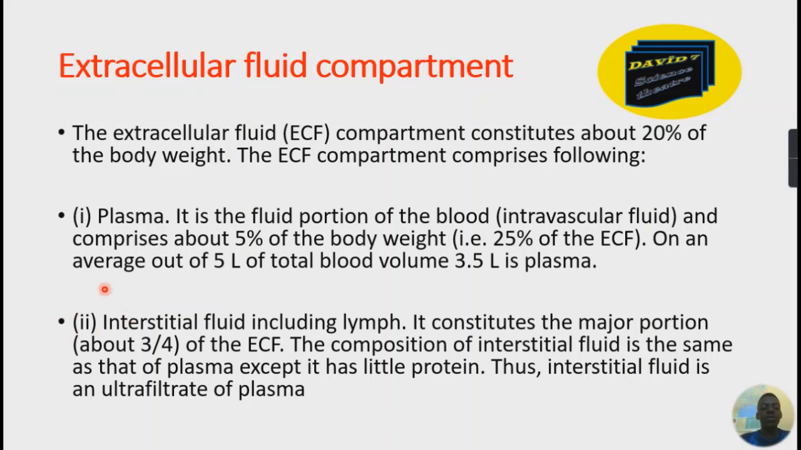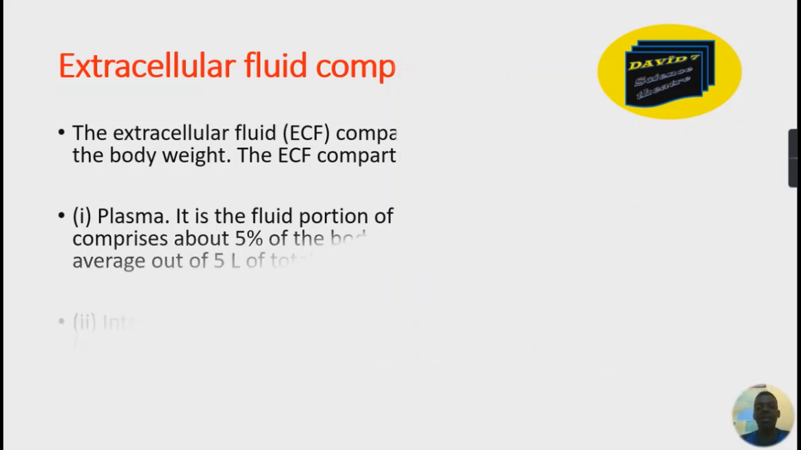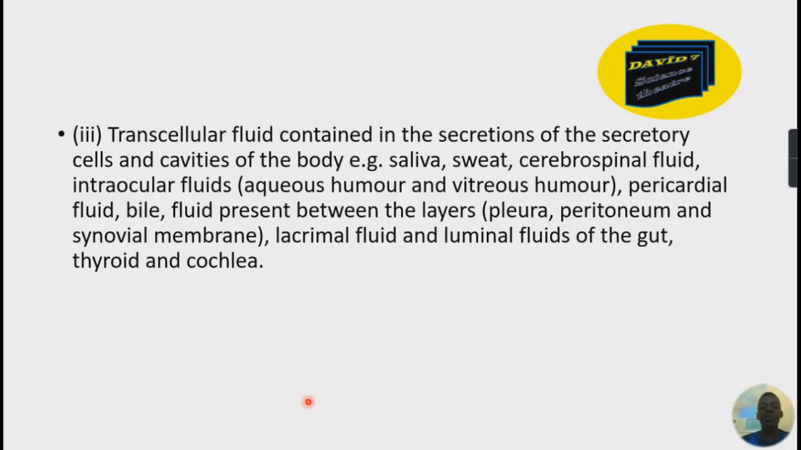Two, extracellular fluid includes the interstitial fluid, which includes also the lymph, and it constitutes the major portion, about 3/4 of the ECF. We'll say 25% is plasma. Now, 3/4 of ECF is the interstitial fluid, and the composition of ECF is the same as that of plasma, except that it has little protein. Thus, interstitial fluid is an ultrafiltrate of plasma. Ultrafiltrate: filtration under pressure.